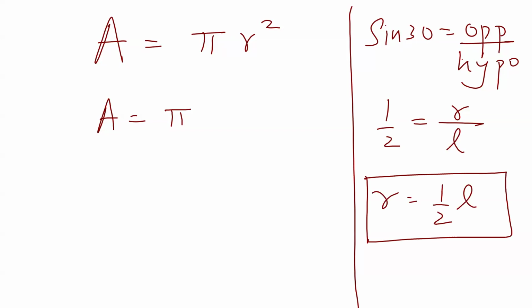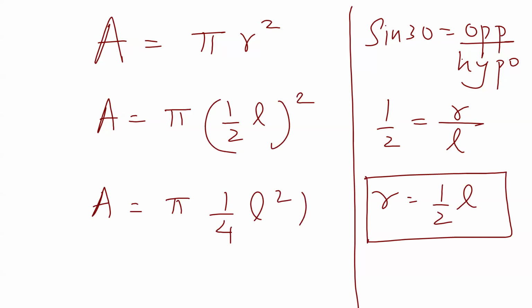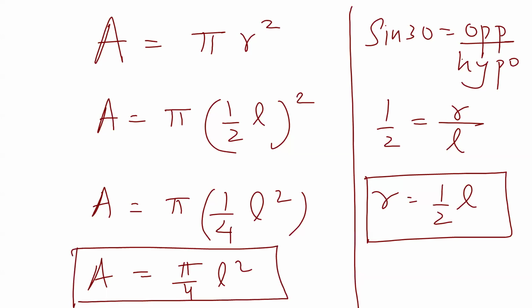Okay, so put that value over here, half L the whole square. So A is equal to pi by 4 L square. We simplified the area. We got it in terms of L. Now the area changes with respect to time.